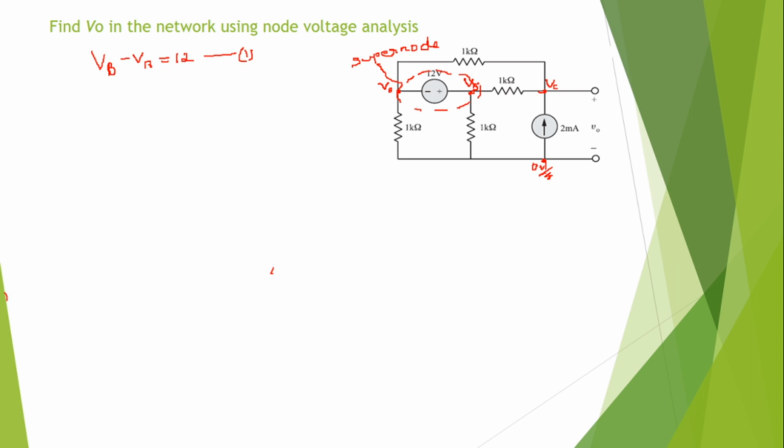Now apply KCL to this supernode. Which are the elements connected to this supernode? This 1 kilo ohm resistance, this 1 kilo ohm resistance, this is also 1 kilo ohm. So a total of 4 elements are connected to this supernode. In these 4 elements, I need to find the current by applying KCL. So the next step is to apply KCL to the supernode.